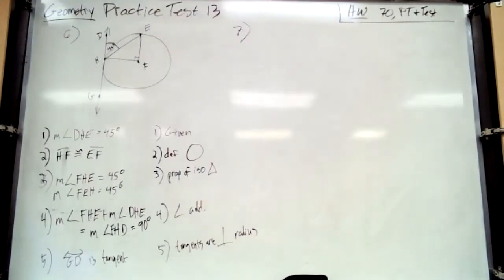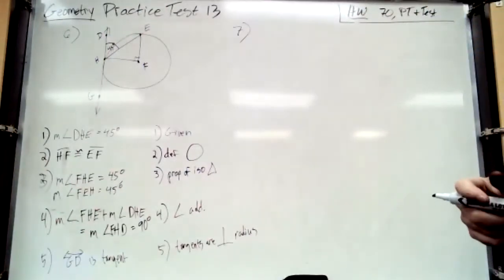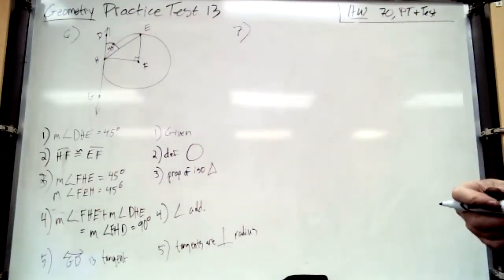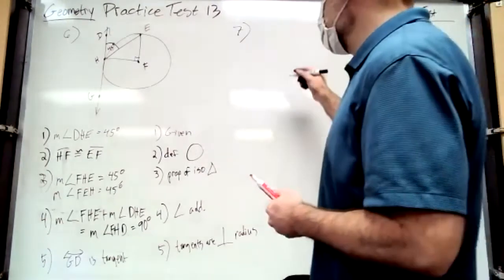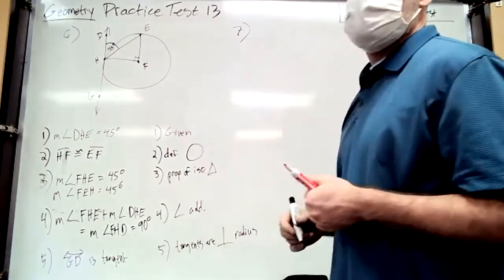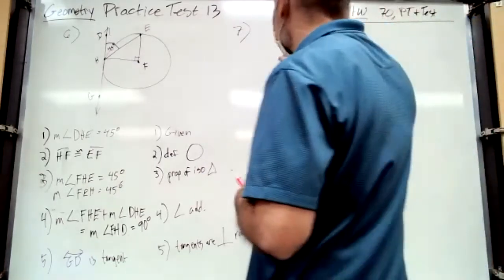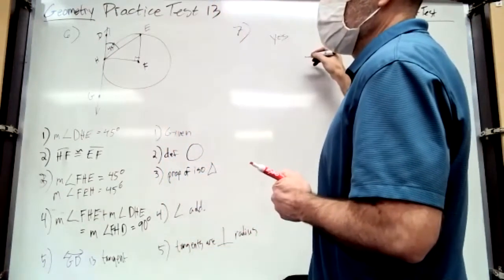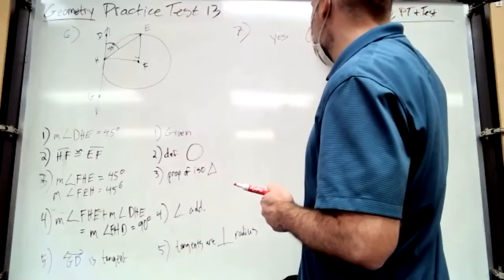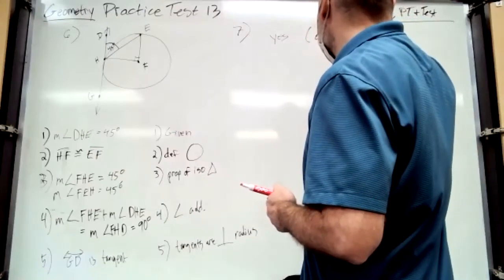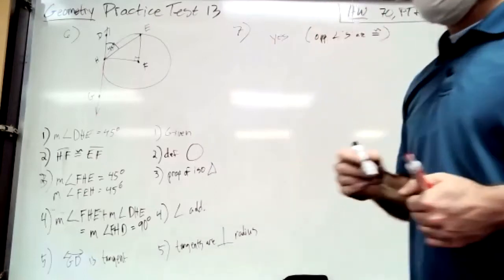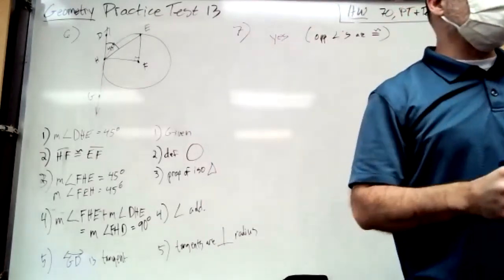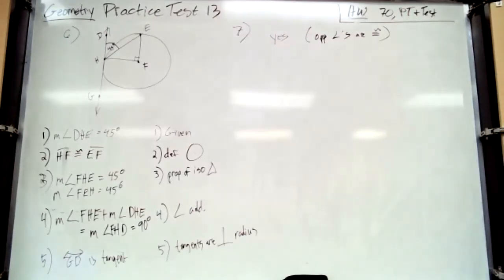In quad ABCD shown below, AB is parallel, angle D is congruent to angle B. Is ABCD a parallelogram? Yes, because opposite angles are congruent. If you have one set of parallel lines and opposite angles are congruent, then yes, it is a parallelogram.